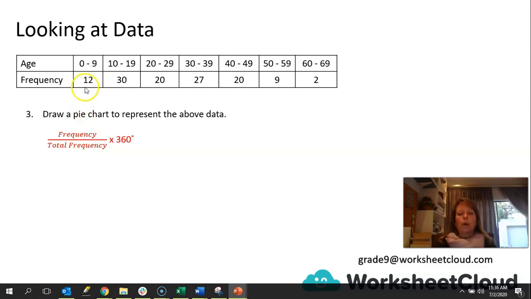So the first one will be 12 over 120 times 360 degrees. Our answer will then give us the amount of degrees that we need to measure off for our first segment of the circle in the pie chart. Okay, so that's how we would set it out. 12 over 120 times 360. Once you've worked out how many times 120 goes into 360, then the rest is easy. You will just take that and multiply it by your numerator. But you would have to set it out like that each time. So 360 divided by 120 is 3, and 3 times 12 is 36. So our first little segment of our pie chart will be 36 degrees.